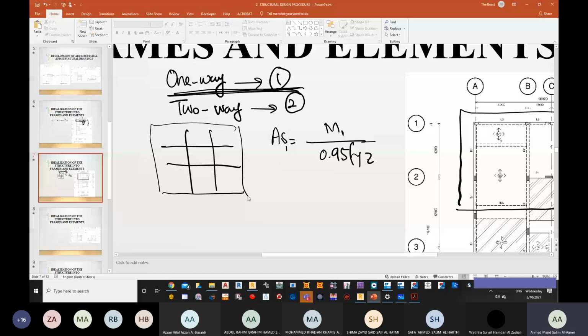Since it bends in one direction, we have provided one reinforcement to resist the bending in that direction. And then if it's bending in the other direction, then we provide another reinforcement in the other direction.